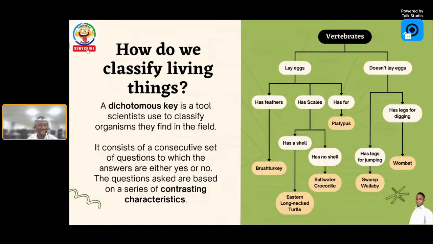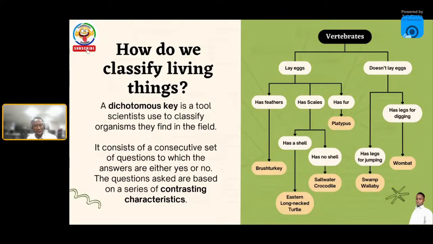So here we're talking about the dichotomous key. Now, a dichotomous key is a tool. It is more or less a system that characterizes by asking two major questions, or just a question that has two answers: yes or no. Now let's take a look at this question here that we're going to use.